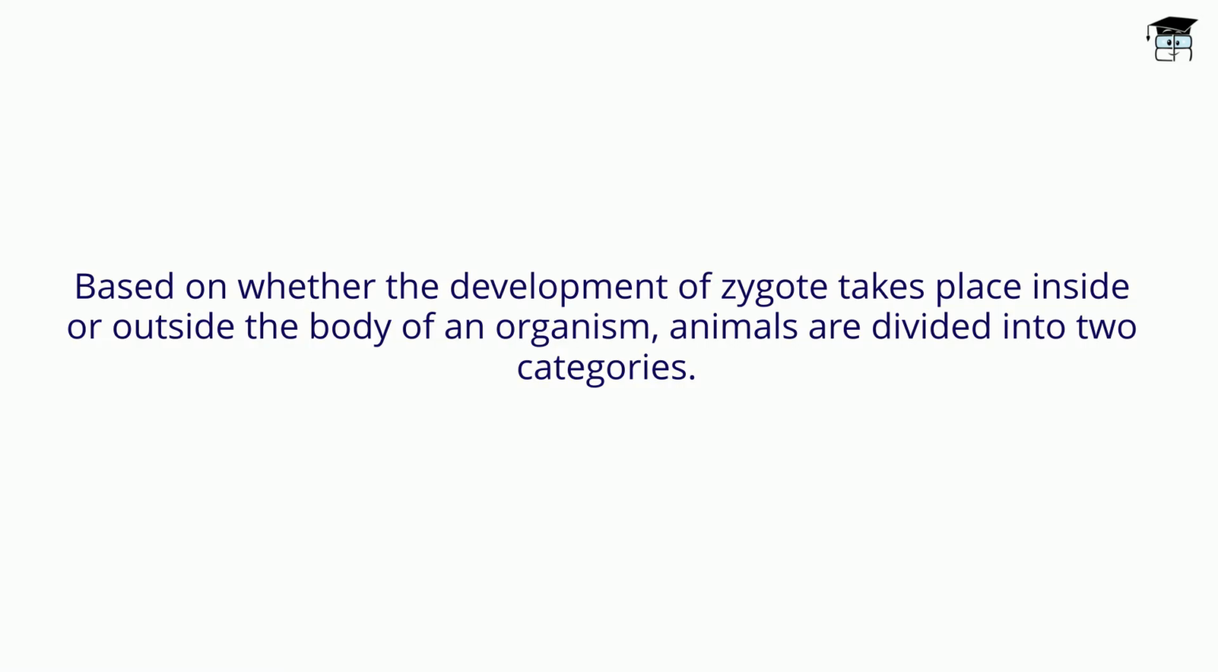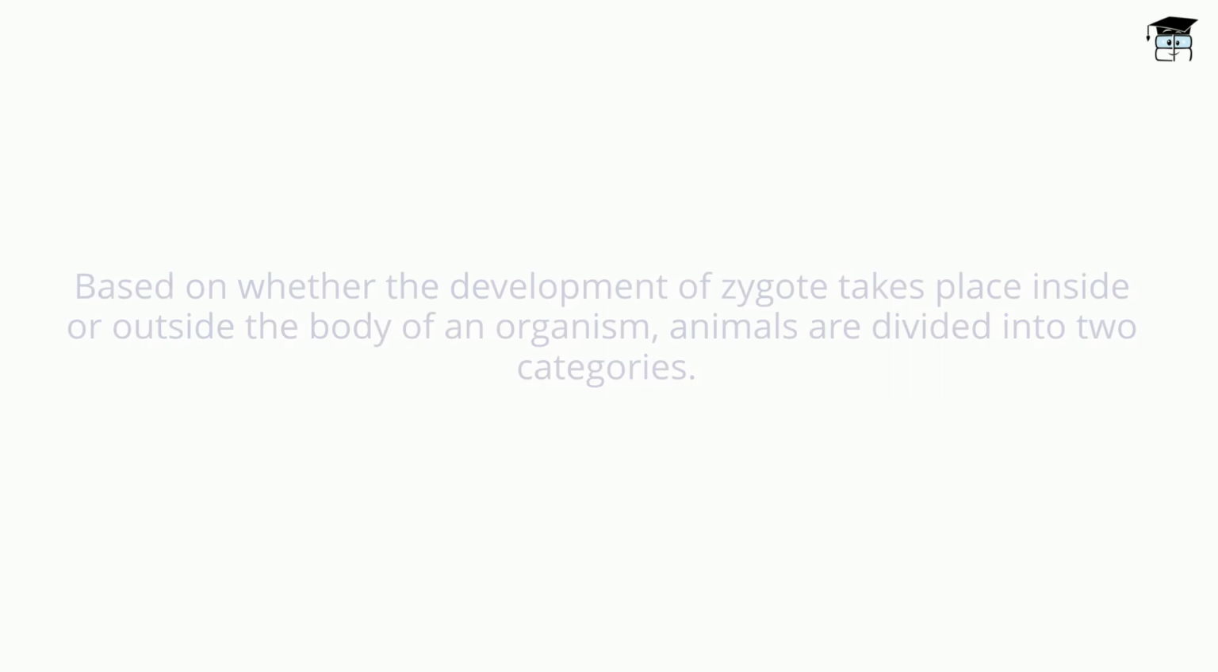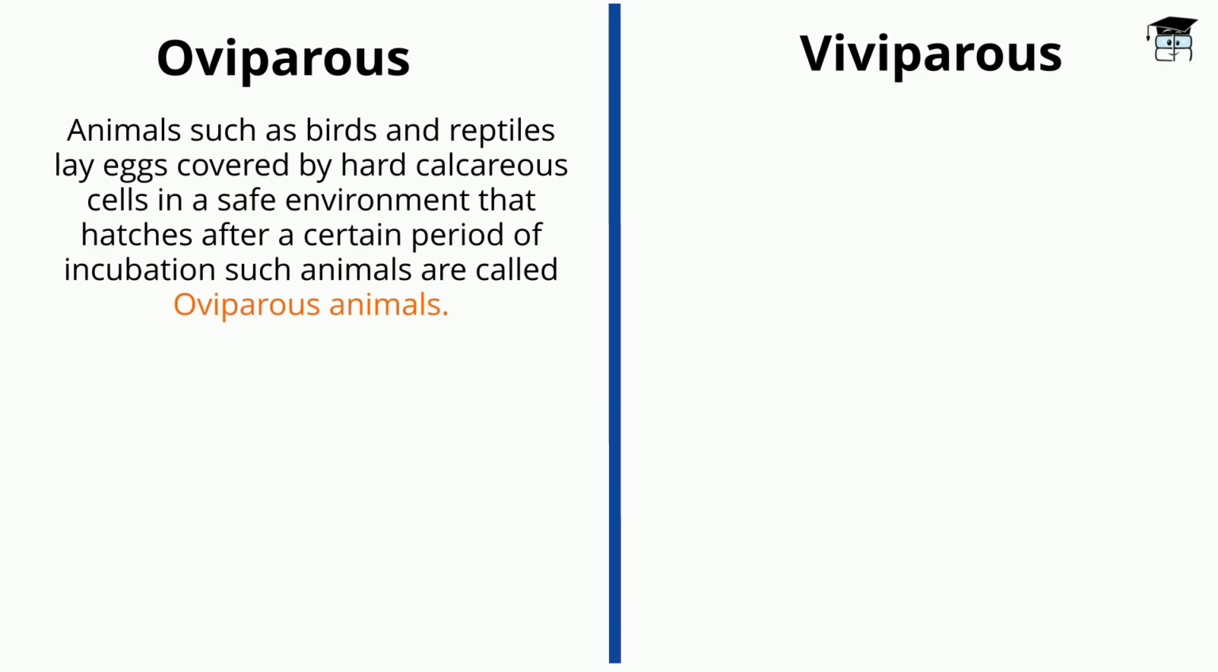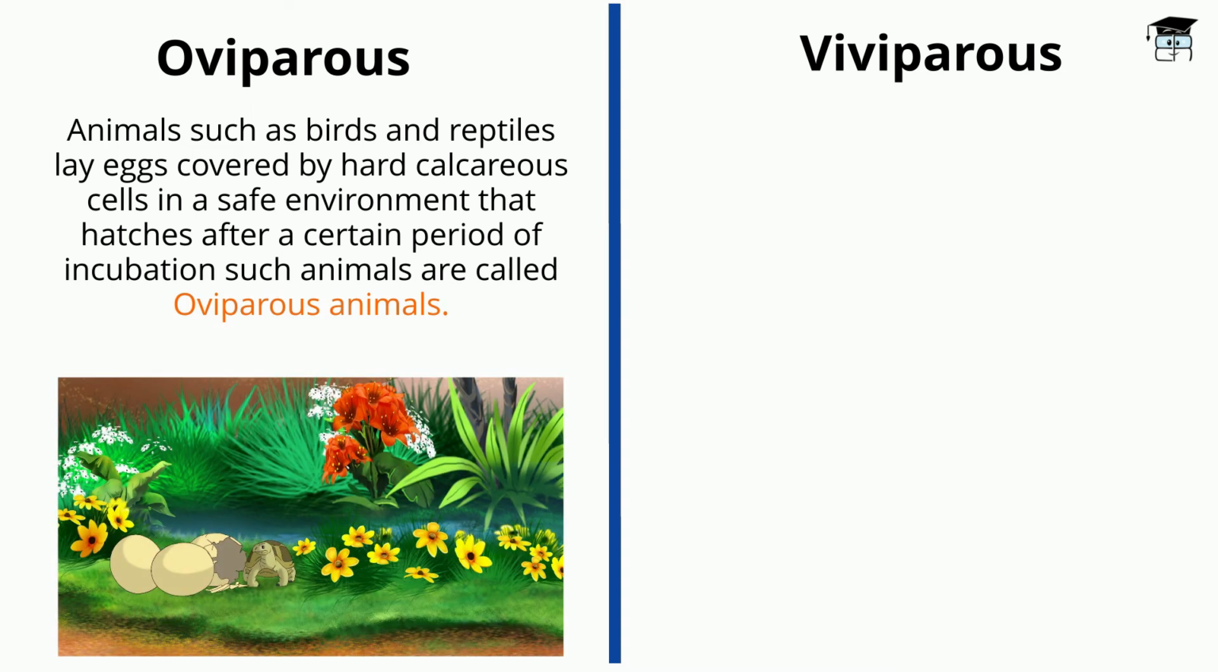Based on whether the development of the zygote takes place inside or outside the body of an organism, animals are divided into two categories: oviparous and viviparous animals. Animals such as birds and reptiles lay eggs covered by hard calcareous shells in a safe environment that hatch after a certain period of incubation. Such animals are called oviparous animals.